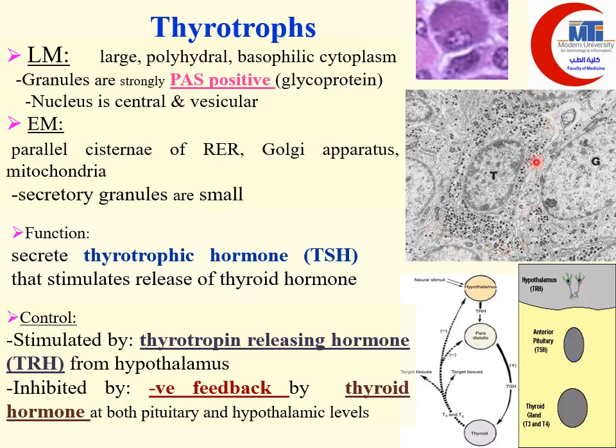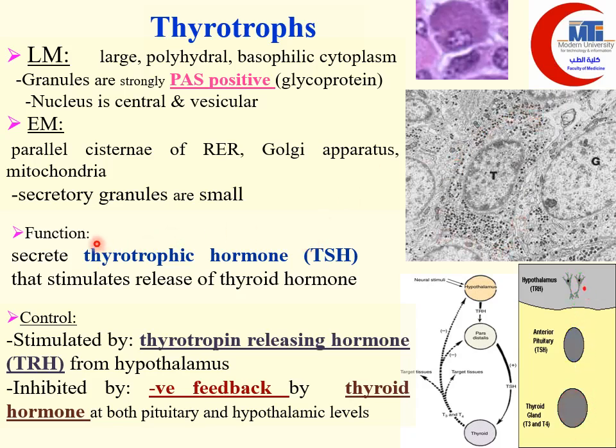By electron microscope, these cells contain parallel cisternae of rough endoplasmic reticulum, Golgi apparatus, mitochondria, and secretory granules. This is an electron microscopic picture of protein-secreting cells. These cells are adapted in their structure to secrete protein, so they contain parallel cisternae of rough endoplasmic reticulum, Golgi apparatus, mitochondria, and secretory granules. These are the secretory granules inside.